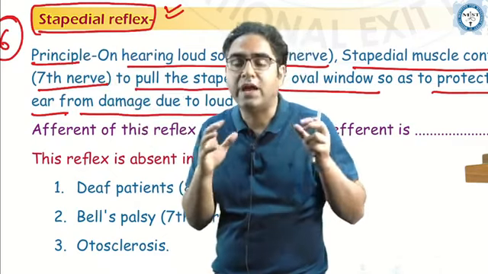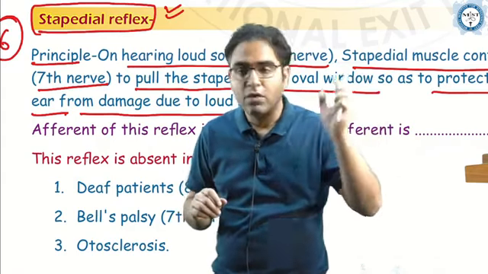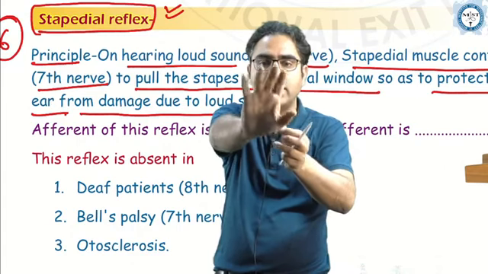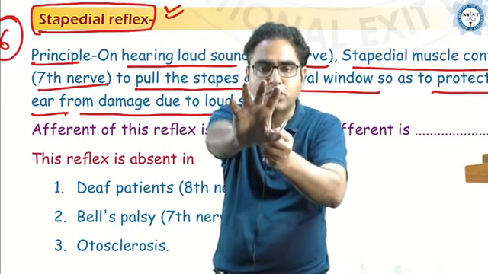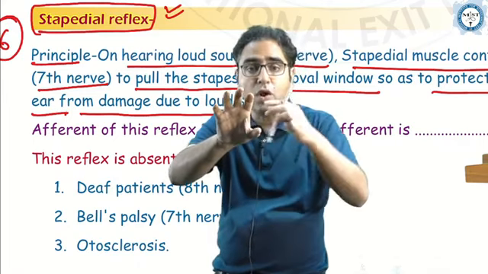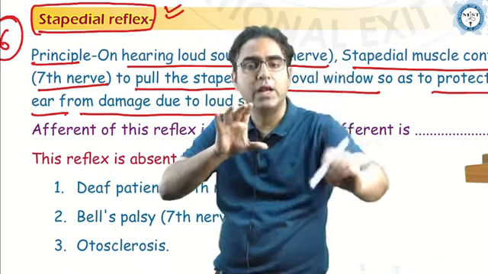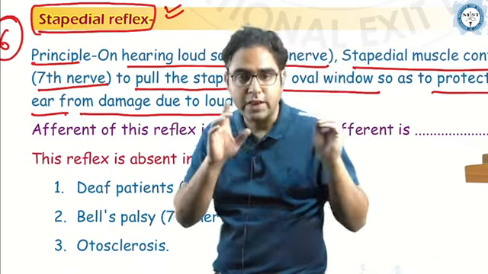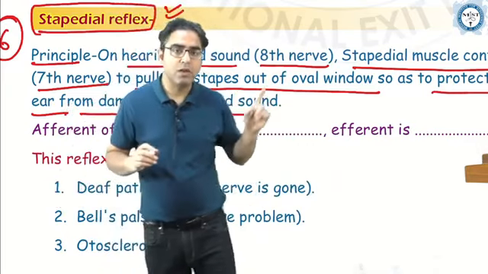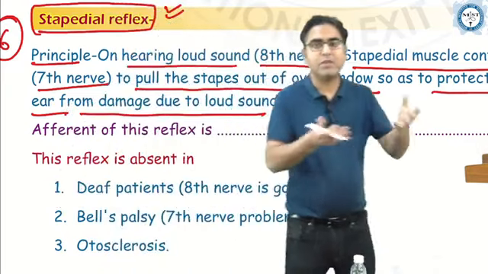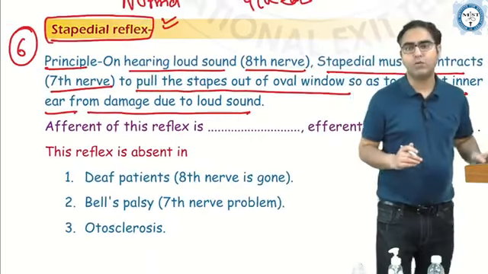The inner ear has been protected by nature. How? When you hear a loud sound, look at me, beta, you are the inner ear. The stapedius muscle contracts and pulls the stapes out of the oval window a little bit, so that the whole of the sound energy is not passed on to the inner ear, so that the inner ear is protected. Again, read it. On hearing loud sound, the stapedius muscle contracts to pull the stapes out of the oval window so as to protect the inner ear from damage due to loud sound.